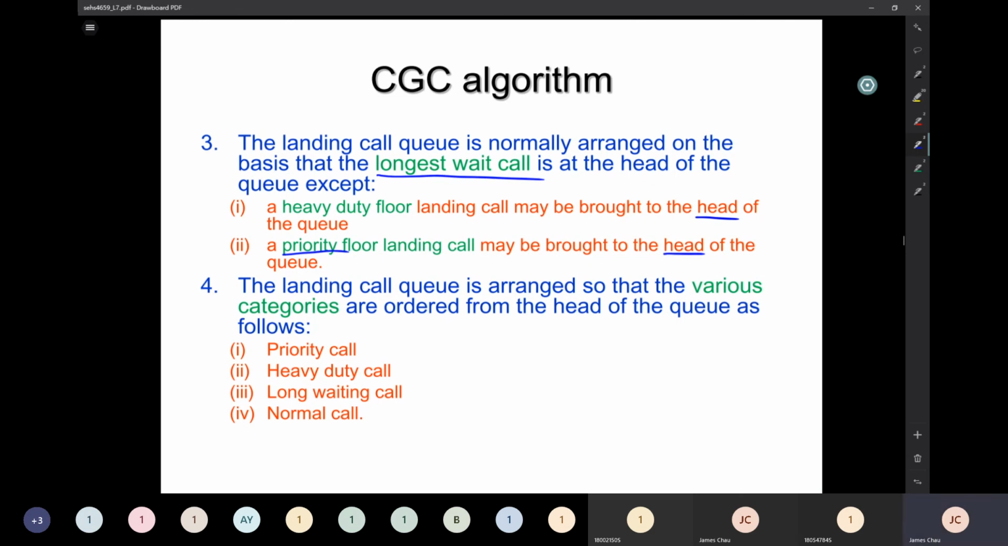And the landing call queue will respond in various categories in this order. Firstly, priority queue. Second, heavy duty queue. Third, long waiting queue. And finally, the normal call. So you can see how the CGC serves our system by using the orders.